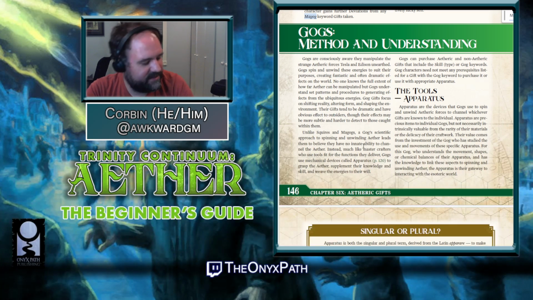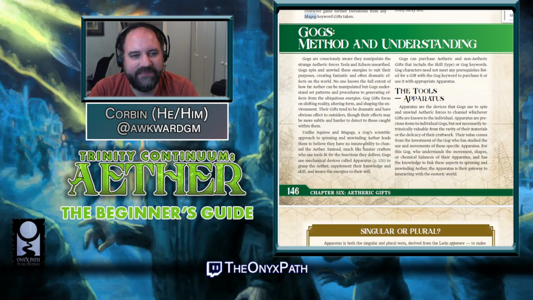Their gifts tend to be dramatic and have obvious effect to outsiders, though their effects may be more subtle or harder to detect to those caught within them. Unlike squires and Magogs, a Gog's scientific approach to spinning and unwinding Aether leads them to believe they have no innate ability to channel the Aether.